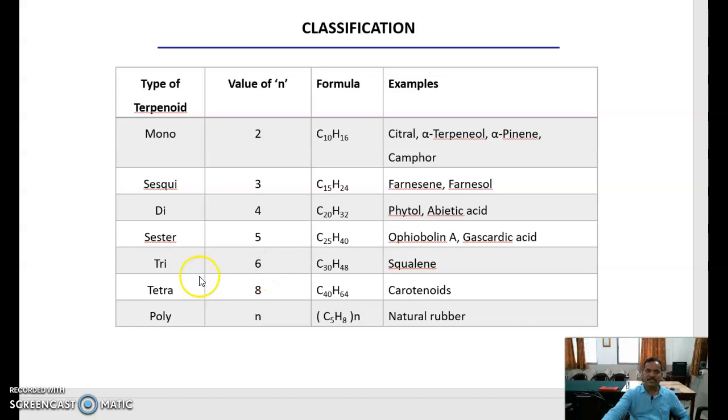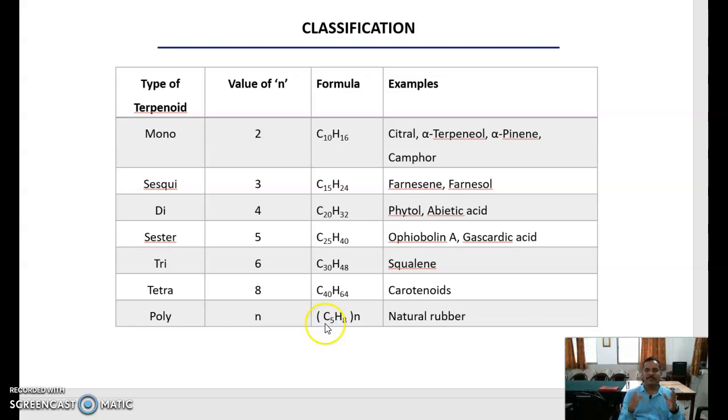If the value of n is 6, then the terpenoid is known as a triterpenoid. Its formula will become C30H48. An example is squalene. If the value of n is 8, then it is known as a tetraterpenoid. The formula will become C40H64, and the examples are carotenoids. And if the value of n is large, then they are called polyterpenoids, and their general formula will be (C5H8)n, and the famous example is natural rubber. So this is the classification of terpenoids.